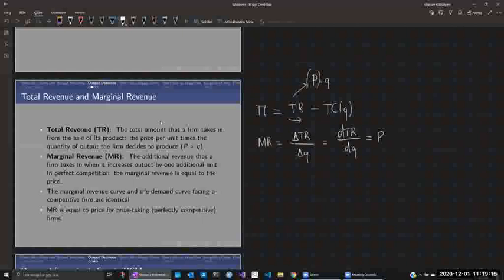If I sell another unit of output, then the money that I get for this output is exactly equal to its price, because my level of production does not affect the market price. So when we speak about perfect competition, this is the equivalence that should come to your mind, that the price is equal to marginal revenue.